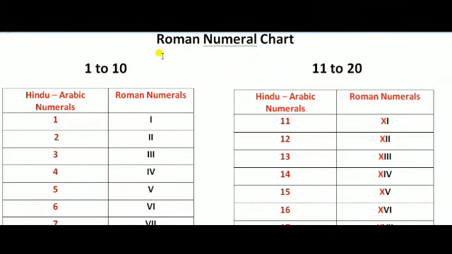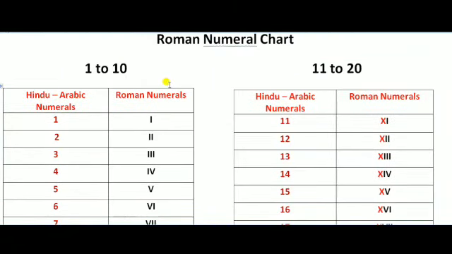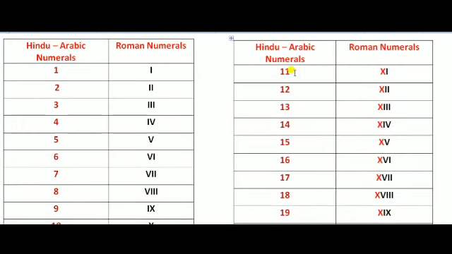Okay students, let us see the Roman numeral chart. Already you have learned from 1 to 10 in earlier classes. It is just a revision. Similarly, we can expand 1 to 10 further as 11 to 20. We are already well aware that when we break up 11, it is 10 plus 1.